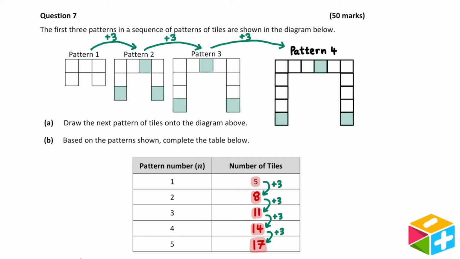Looking back at our diagrams, the plus 3 pattern makes a lot of sense. Essentially, each time we're adding 1 new square across the top row and 1 new square in each of the 2 vertical legs.